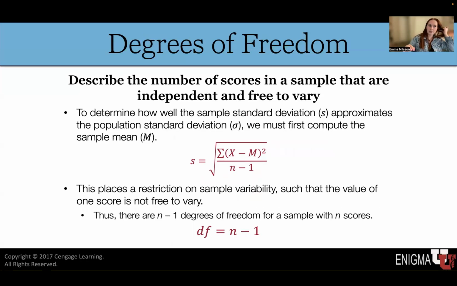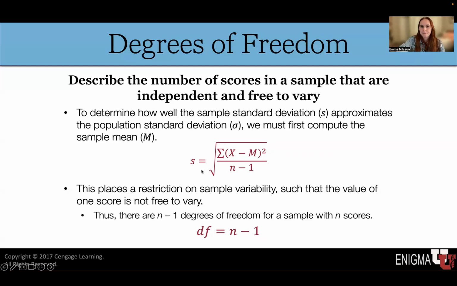So, quick reminder, degrees of freedom describes the number of scores in a sample that are independent and free to vary. We talked about this a couple lectures ago, where we established that the degrees of freedom in any given distribution is going to be n, the sample size, minus 1. Because once all of the scores are determined except for one, then you can calculate that last one. So n minus 1 scores are independent and free to vary. And we use this in the denominator of our formulas instead of n when we're making an estimate, but we want to make sure that it's an unbiased estimate.